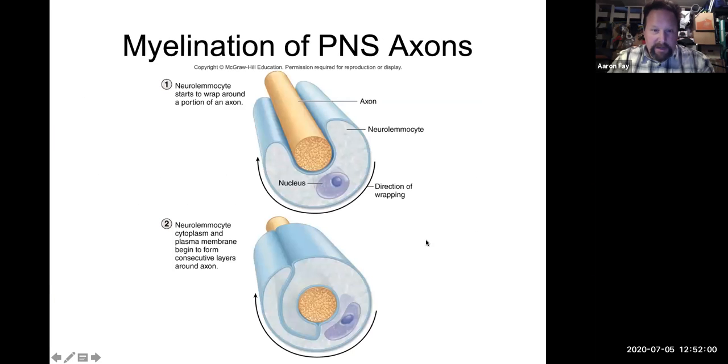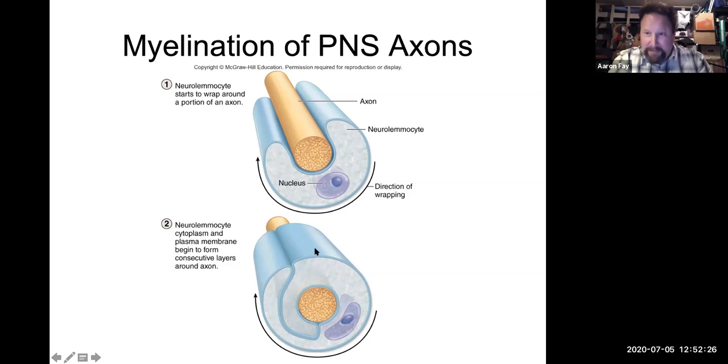So let me just cut right to the picture here. This is an axon of a neuron in the peripheral nervous system. This is the neurolemmocyte, a regular sort of blob-looking cell, and it's just going to engulf or cover the axon, and then it's going to start spinning around and around and around, putting down layers of the plasma membrane, right? So that's the cytoplasm of the neurolemmocyte.